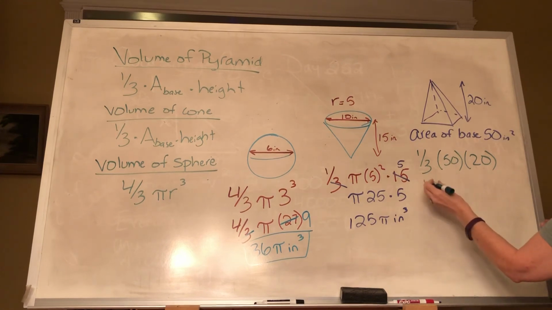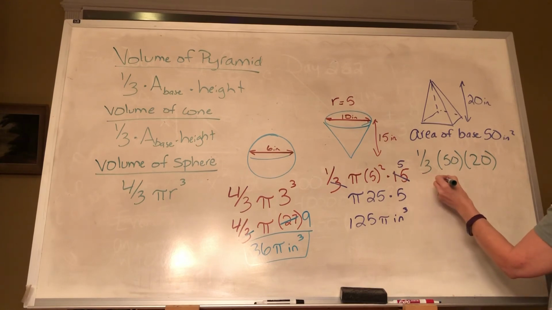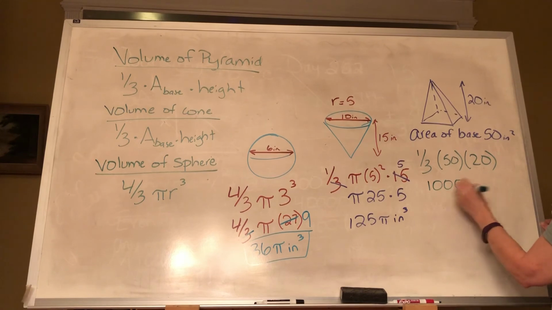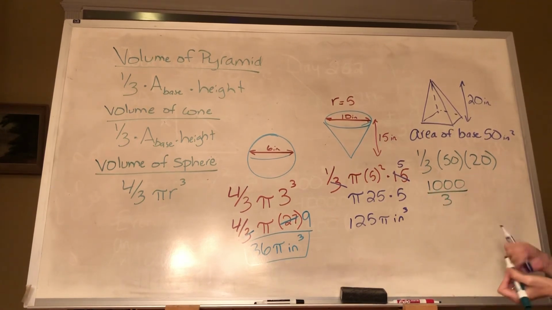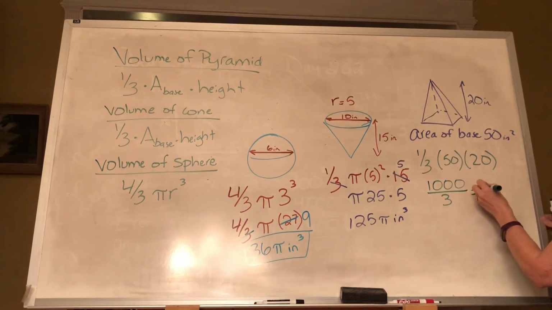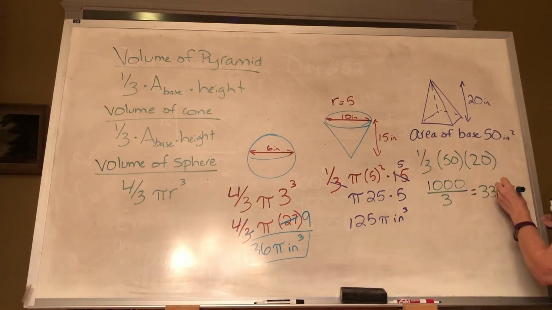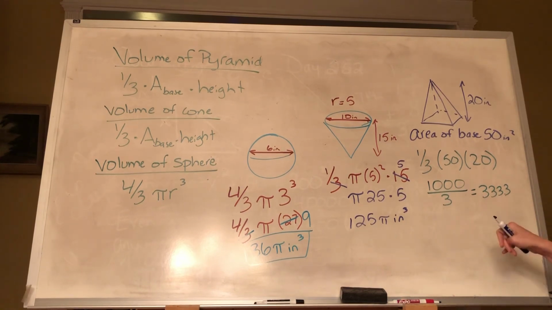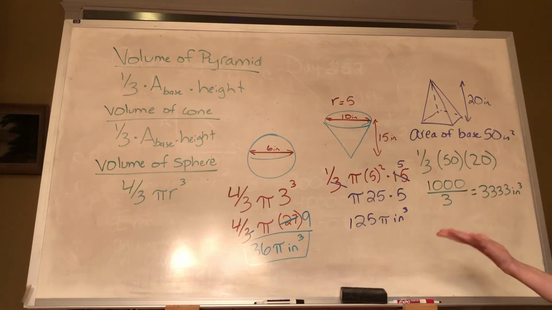So this isn't going to come out even. I've got 1,000 over 3. You can leave it like that, or it would be 333.3, a repeating decimal, but again, that would be inches cubed. Okay. That is it.